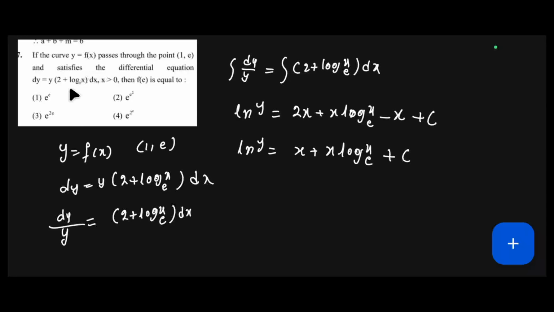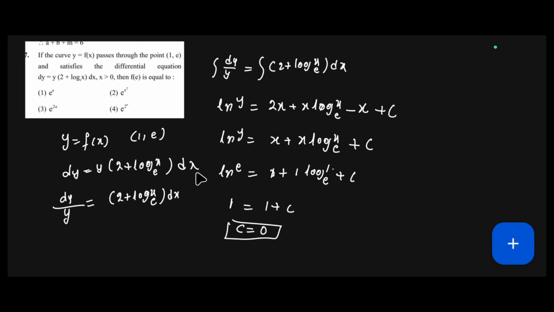The equation passes through the point (1, e). Substituting (1, e): ln of e is equal to x value 1 plus 1 into logarithm of 1 base e plus c. So ln e is equal to 1, which is 1 is equal to 1 plus c. So c is equal to 0. Here the constant is 0.